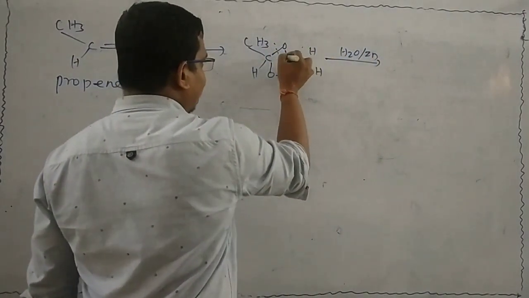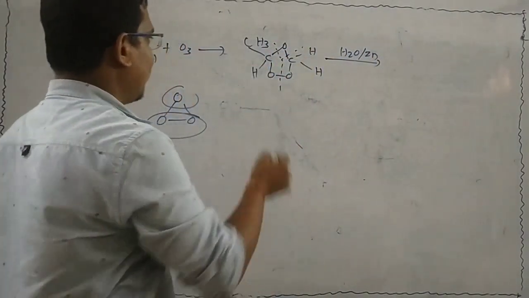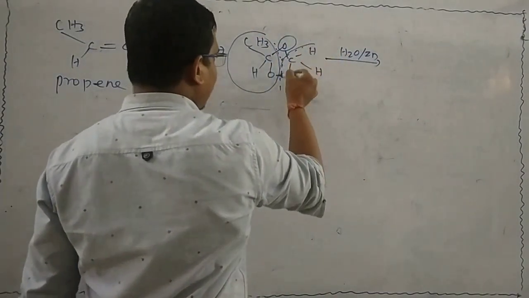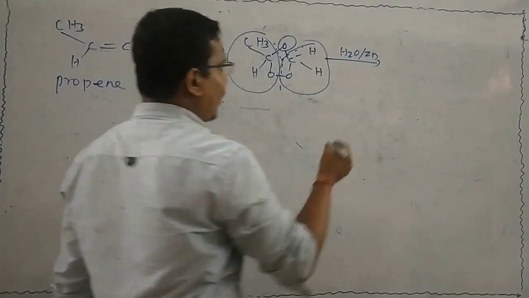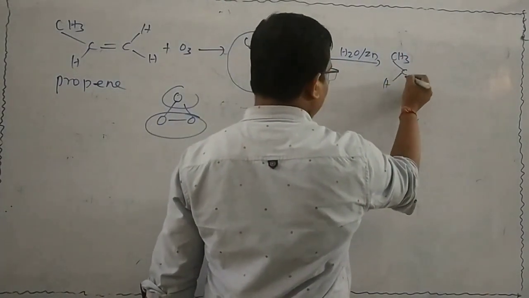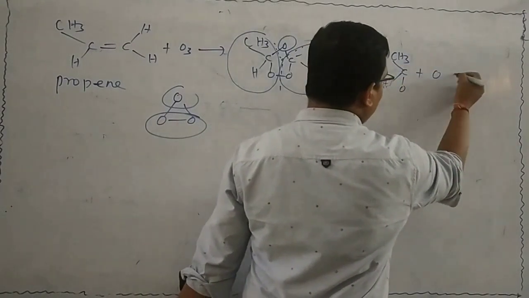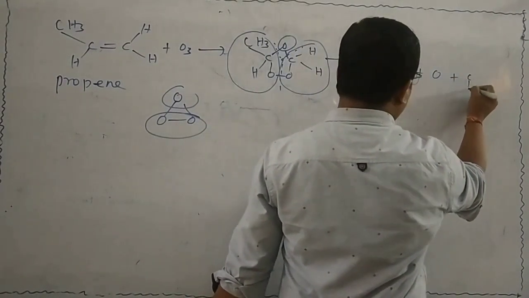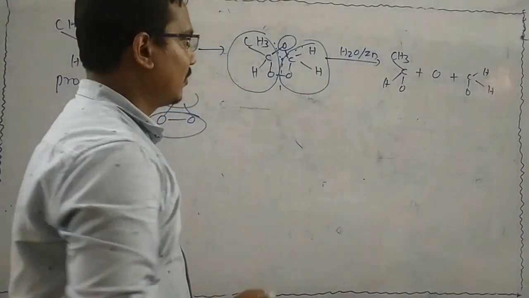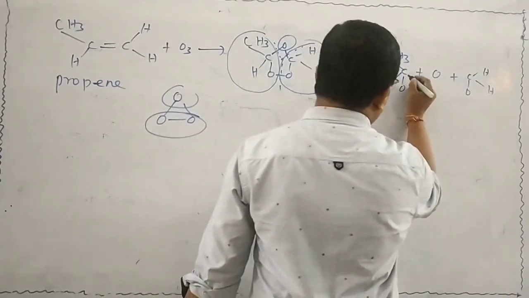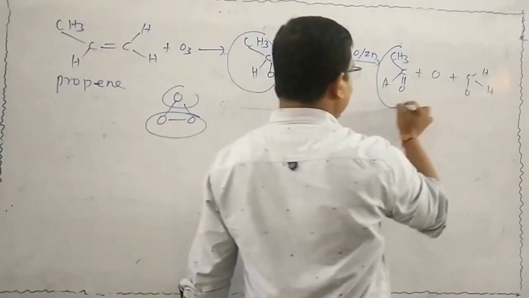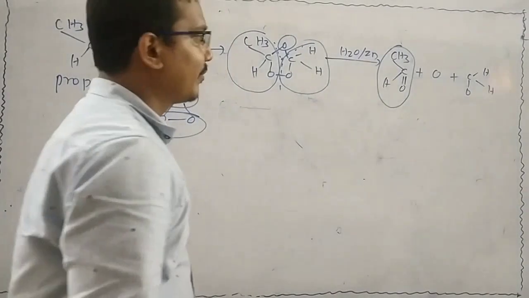Then make a Y like this, in 3 parts. This is the first part, this is the second part, this is the third part. Then what will be the product? C bond O, another O, another C bond O. Now I can put a double bond. This is your acetaldehyde. One product is your acetaldehyde.